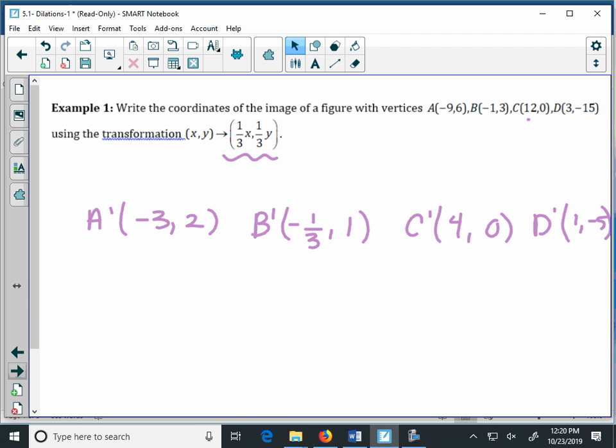That's all you do when you do a dilation. This one, they didn't need you to graph it. They just wanted you to write down the coordinates. So sometimes they just ask what are the new coordinates, and you just write them down. You don't actually have to graph. Questions over that?